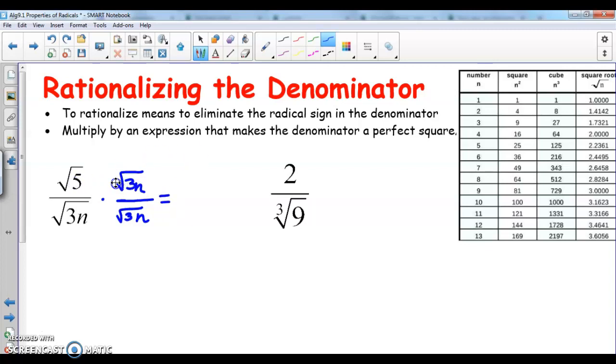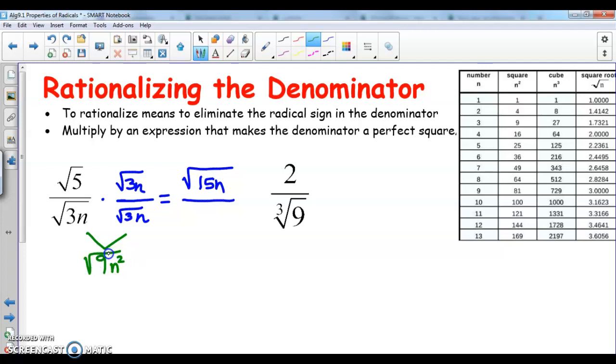So now what's going to happen? These two can be multiplied together. 5 times 3 is 15, but 15 is not a perfect square at all. So we're just going to put it in the radical sign. So 15 and the variable, which is n. Now for the bottom portion, 3 times 3 is 9. So let's put that together. 3 times 3 is 9, and n times n is n to the second power.